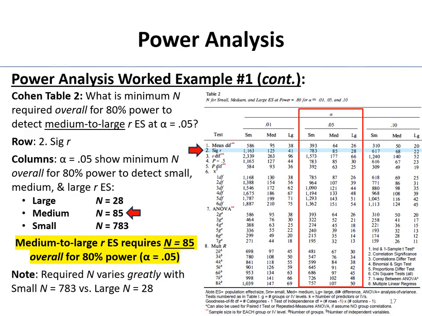So note how much the required N varies as a function of the effect size. Going from a small correlation, which requires 783, versus large, which is only 28 people in your study. Again, this is why we generally don't do studies for small effect sizes.